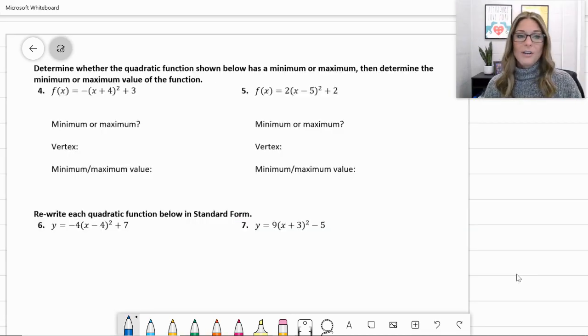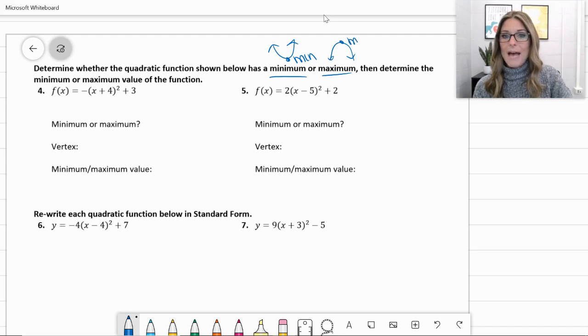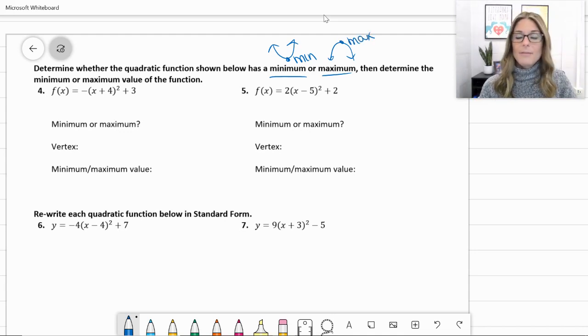On the second page of our notes, we are going to determine whether the quadratic function shows a minimum or a maximum. So remember, that's based on our shape, right? If it's a normal smiley face parabola, you're going to have a low minimum point. If it's been reflected and it's a frowny face parabola, you're going to have a high maximum point. So we're just talking about the vertex and then based on our a value. Okay, and then the rest of the directions: determine that minimum or maximum value of the function.